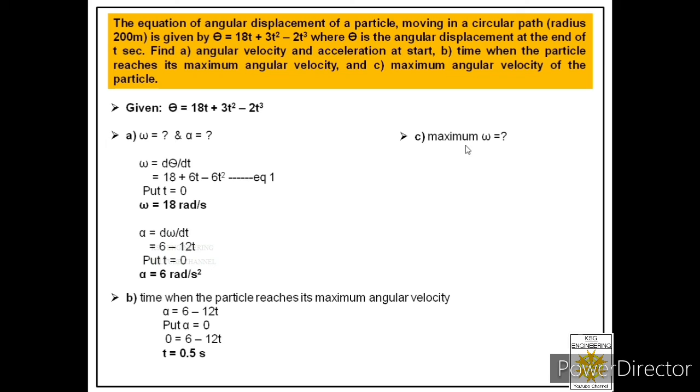In order to find the maximum angular velocity of the particle, omega, we have to put the value of time which we calculated in part B in the equation of omega, that is equation number 1. So we put t equal to 0.5 seconds in equation 1, and we get the maximum value of angular velocity of the particle. That will be equal to 18 plus 6 into 0.5 minus 6 into 0.5 square, which is equal to 19.5 radian per second. So we have got the answer for part C as well.